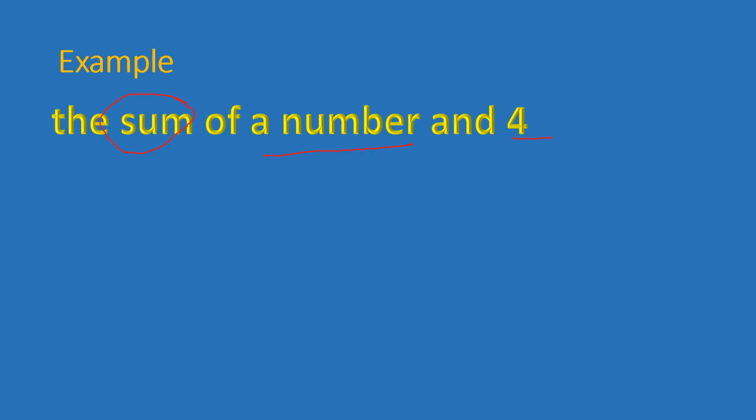So therefore, when you translate that, you have now x. Okay, let me erase that. Let me have another pen. That will be x plus 4. Are you able to see that? So that is now our translation of the sum of a number and 4.